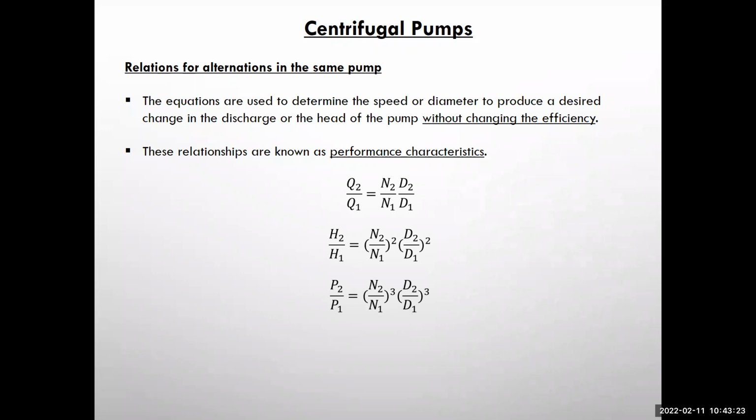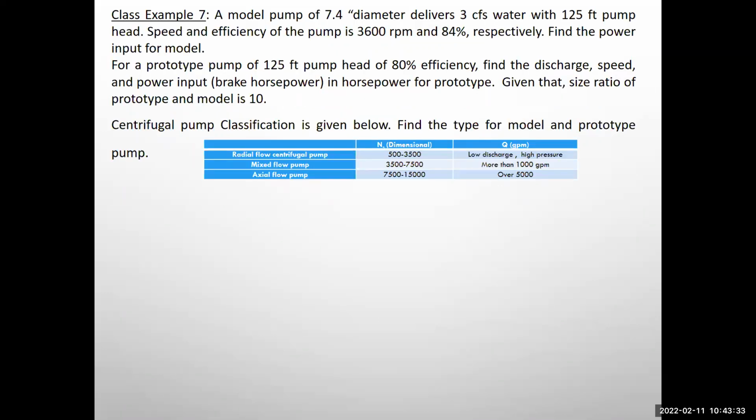Okay, so all of you should have your class example, I think, 6 and 7. Can anyone read the class example 7, not 6 and 7?